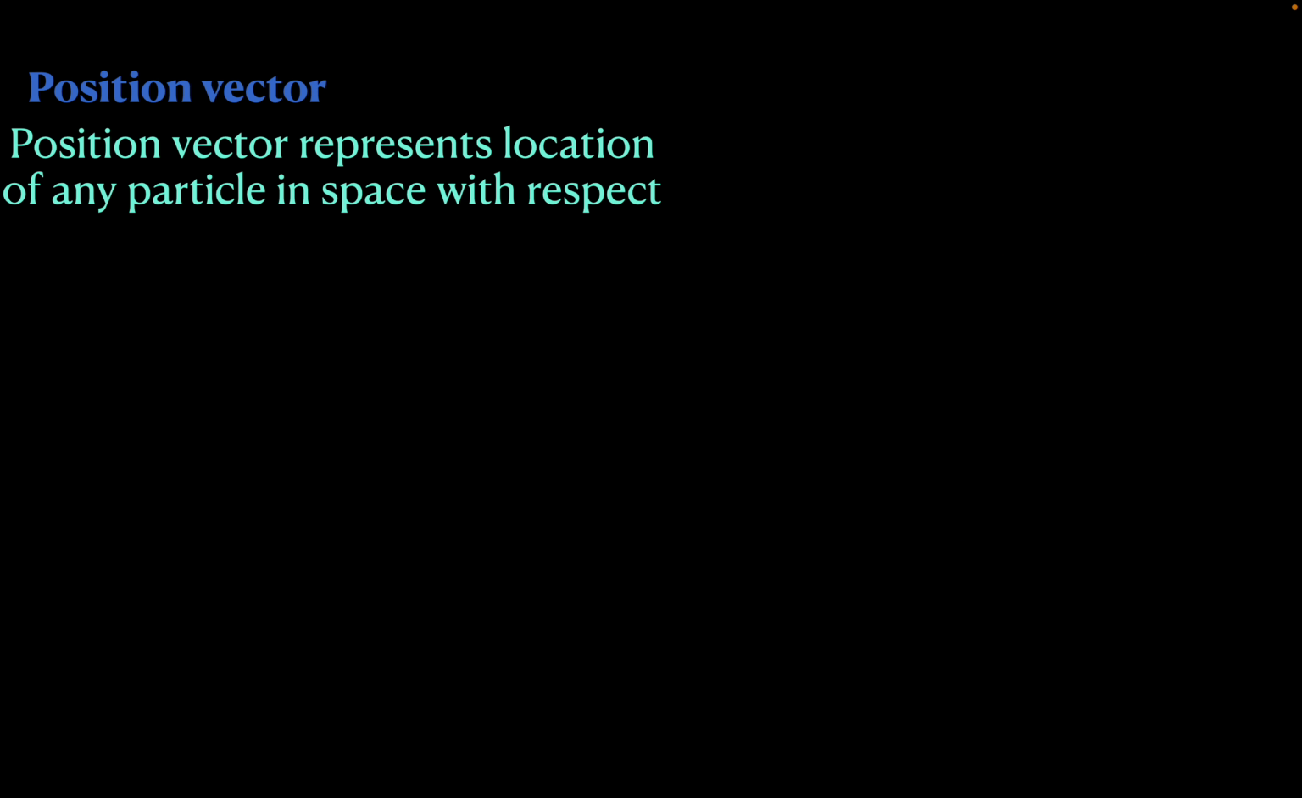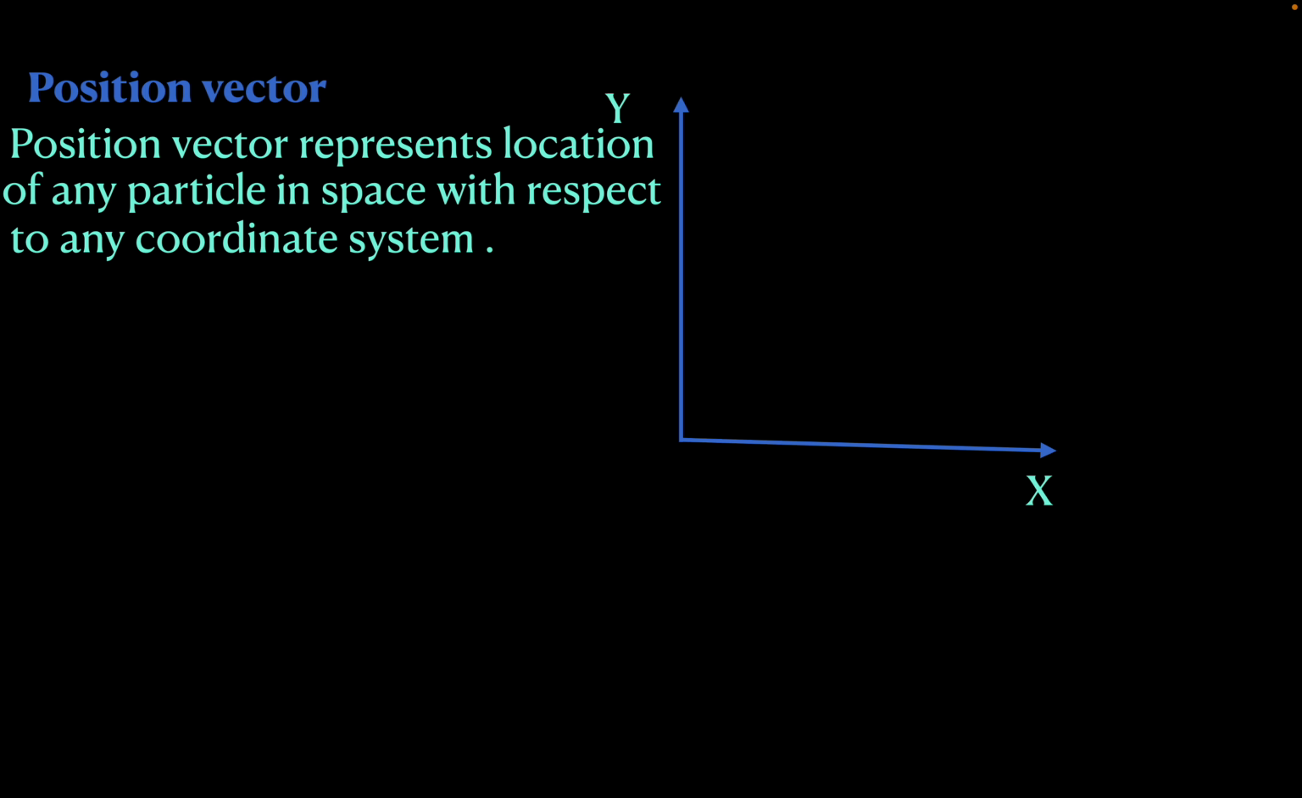Now let's discuss position vector. Position vector represents the location of a particle in space with respect to any coordinate system. In this two-dimensional coordinate system, the location of a particle is at point P, so its position vector with respect to the given coordinate system is vector r. After some time, the location of the particle is at point Q, and its position vector with respect to this given coordinate system is r plus delta r.